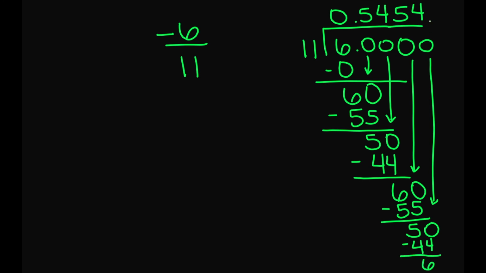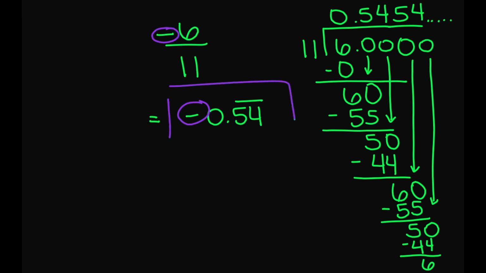So notice here that my decimal is a repeating decimal. It goes on and on and on. So your answer is going to be 0.54 repeating with your line over. However, you do need to include your negative in your final answer because we have a negative in the fraction. So this is your final answer here.